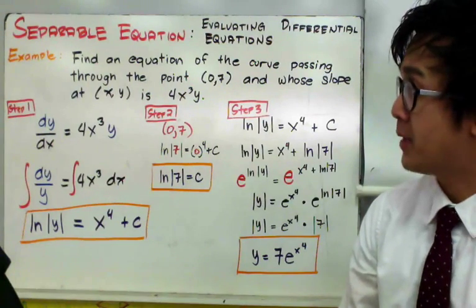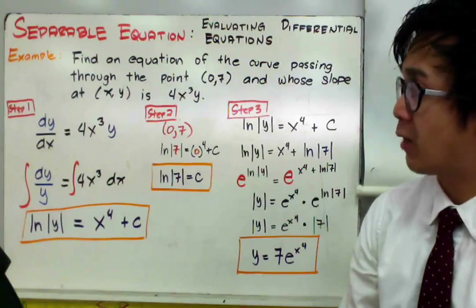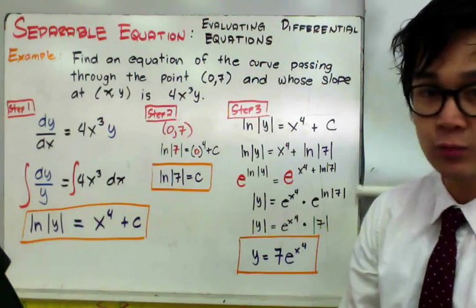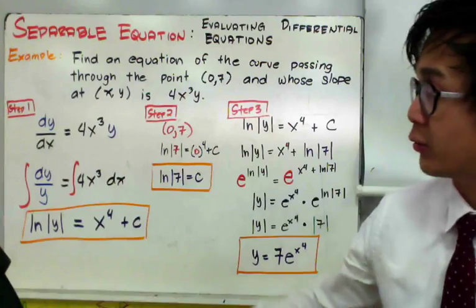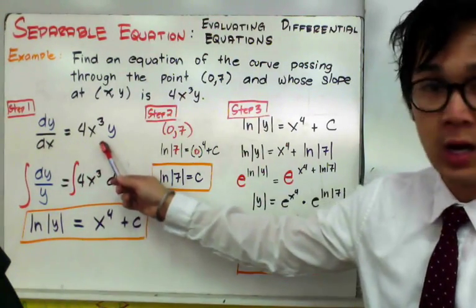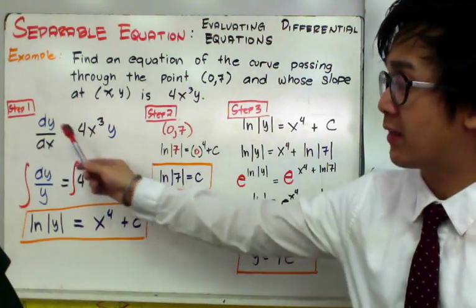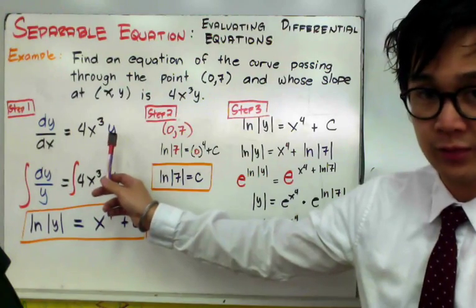Now we're going to follow the three steps that we did in the past to be able to answer this particular question. The first step is to find the function by integrating our slope using the technique that we have learned from the previous lesson. So we have dy over dx equal to 4x cubed y, and to find the function y, we're going to integrate the left side and the right side of our differential equation.